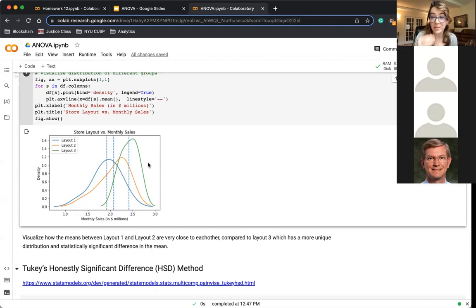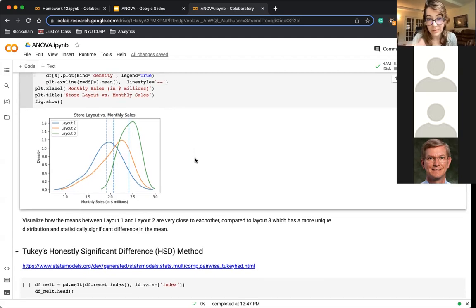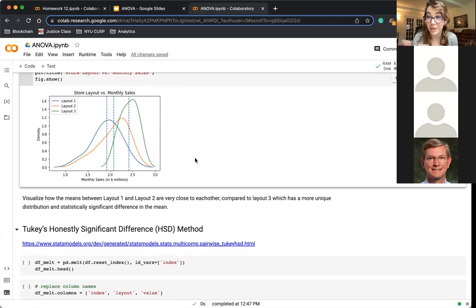So if you had to present this to your manager, you could say layout 3 resulted in a statistically significant difference in monthly sales, and it looks like it actually increased monthly sales. So therefore, you can make more money and keep layout 3, if that was going to be the outcome of whatever you might suggest. Or maybe there's more research to do, and maybe you want to continue improving layout 3 and keep testing it.